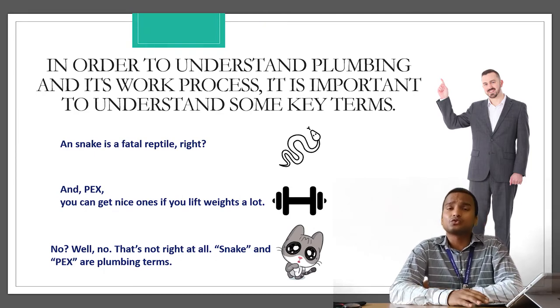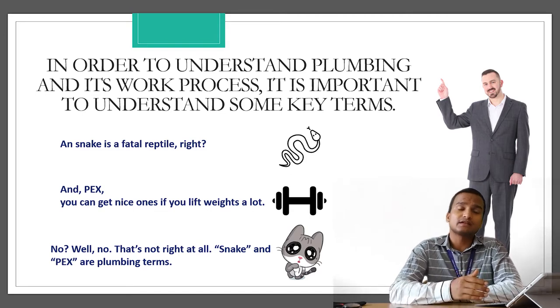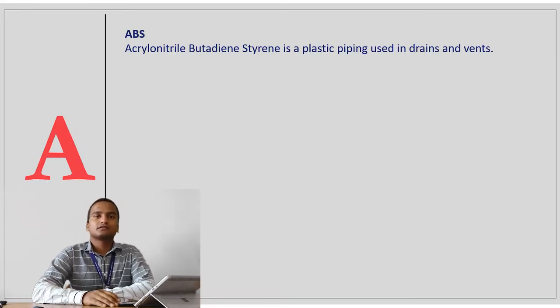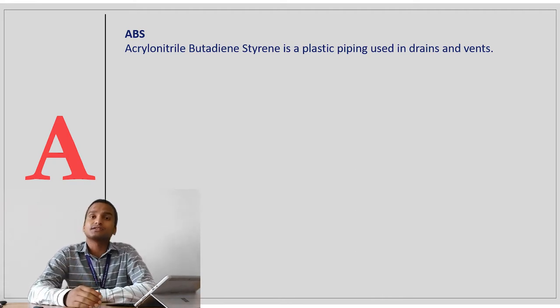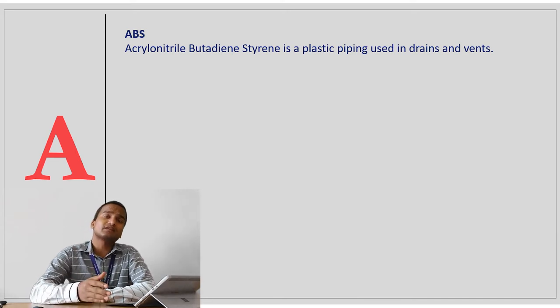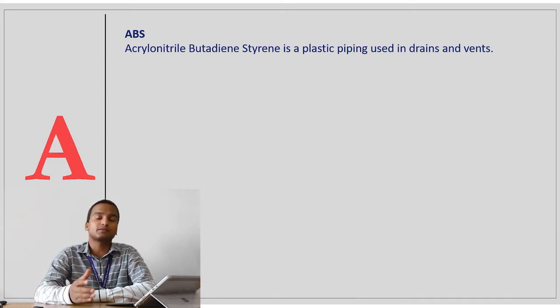So let us start those key terms in alphabetical order, and we have added pictures as well as the definitions as well as the functions, purpose. So let us start. The first letter is A, and the first term is ABS. ABS actually stands for acrylonitrile butadiene styrene. It's a form of plastic which is very strong, durable and tough, and it is basically used for manufacturing pipes which can be used for plumbing for different purposes, especially in the drains and the vents.